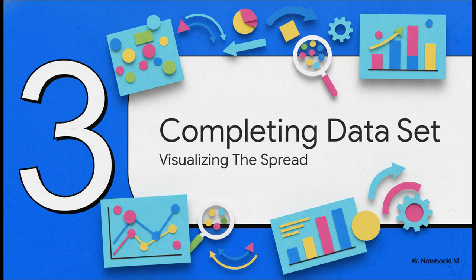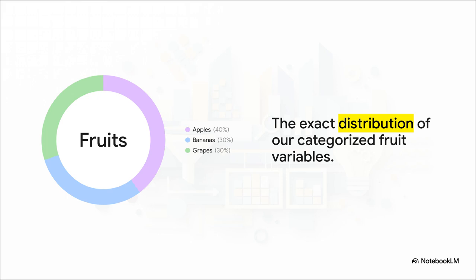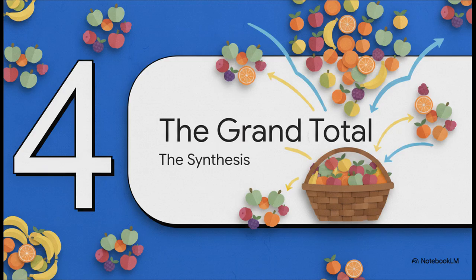Now for Section 3, completing the data set, visualizing the spread. Before we synthesize these isolated variables, we really need to understand exactly what we're working with. This breakdown beautifully illustrates the exact distribution. 4 red apples, 3 yellow bananas, and 3 bunches of purple grapes. I mean, we have gone from total chaos to absolute structural clarity. It's awesome.